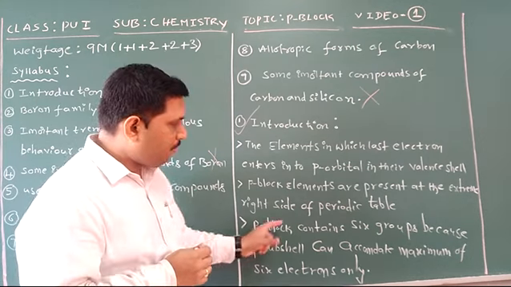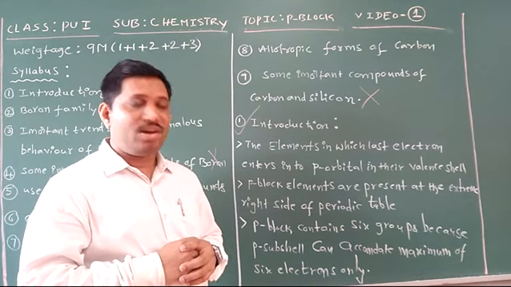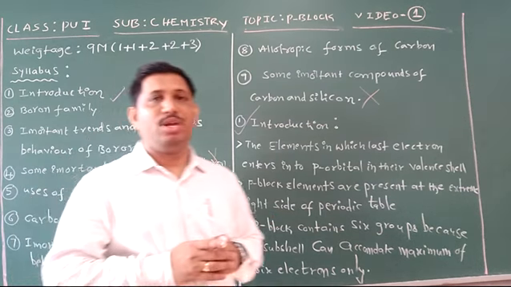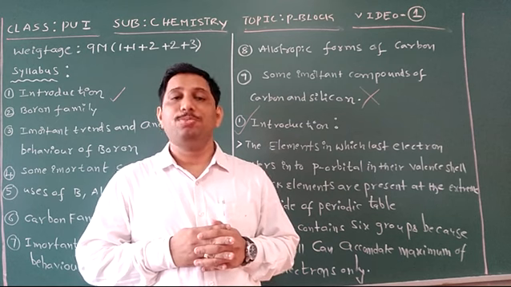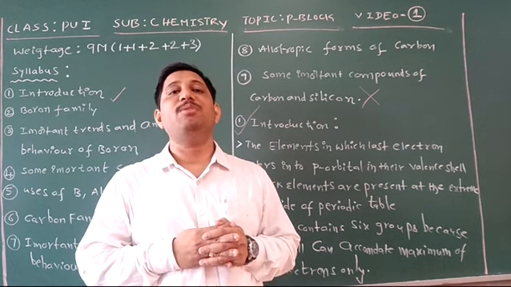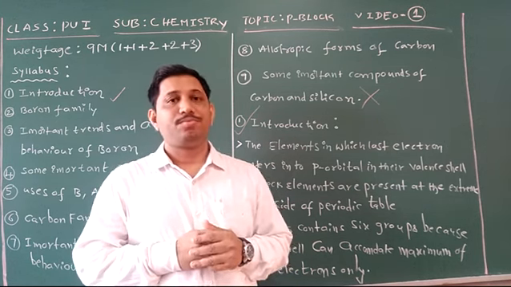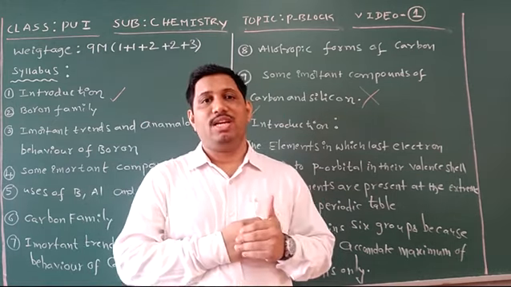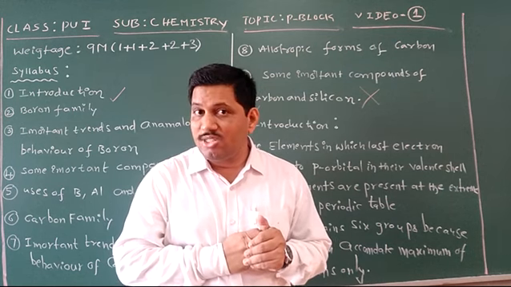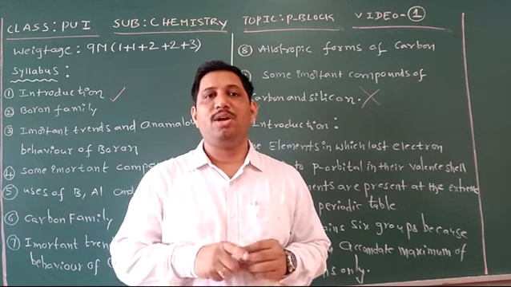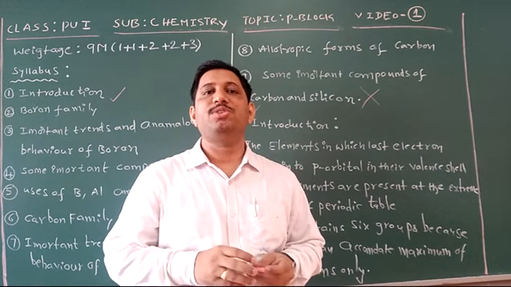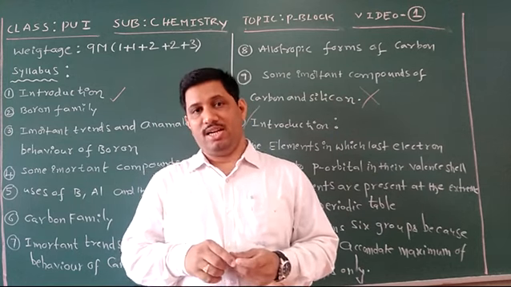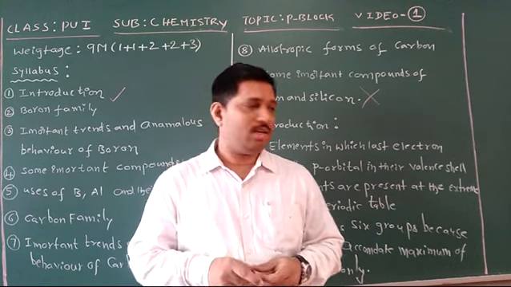Next, students, the P block contains 6 groups because the P subshell can accommodate a maximum of 6 electrons only. If the P subshell could accommodate 7 electrons, 7 groups would be present. If it could accommodate 10 electrons, 10 groups would be present. From the competitive point of view, they may ask how many groups are present in the P block if the P subshell can accommodate 10 electrons; the answer is 10 groups. Clear, students? Copy this.